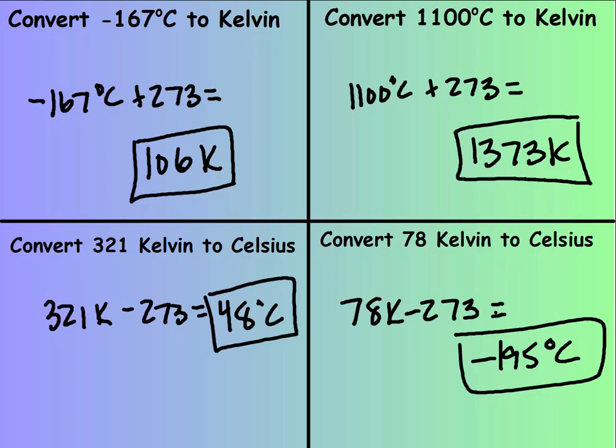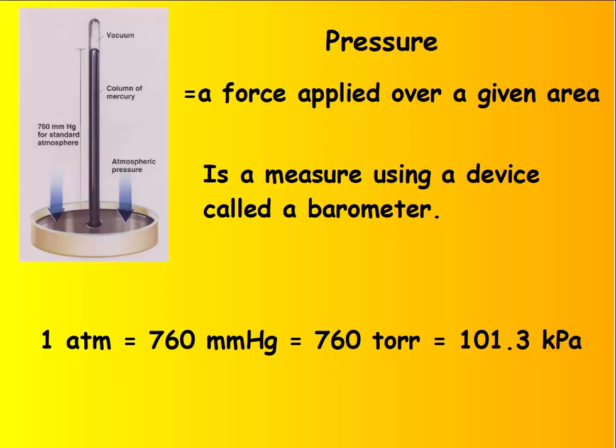Besides temperature conversions, we also are going to have pressure conversions. Pressure is a force applied over a given area. We measure pressure using a barometer. Barometers work by atmospheric pressure pushing down on this glass plate and then the mercury going up this column. That's how we get millimeters of mercury.